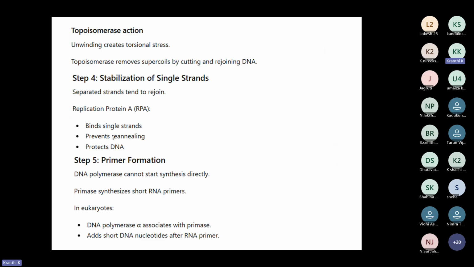Once the double strand is untwisted or broken into two strands, the single stranded binding protein, equal to RPA, replication protein A in eukaryotes, won't allow the strands to come together and add base pairs again. Then the primer will form. What is the primer? Just like in the prokaryotes, an RNA primer will form. Here also the same primers will form.